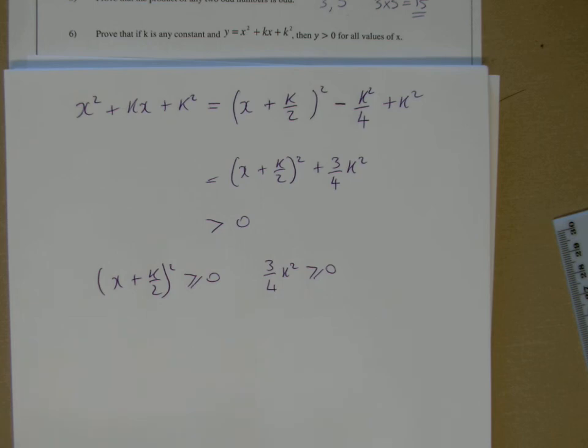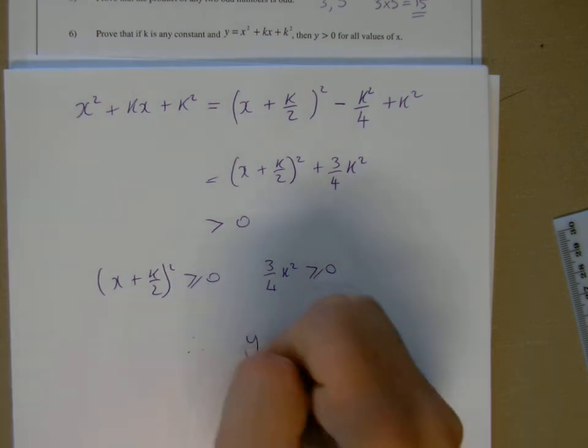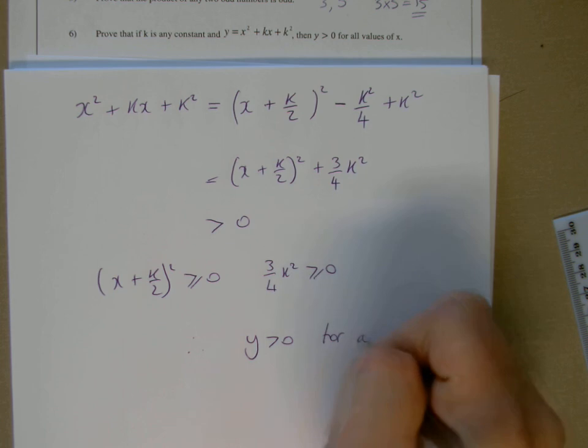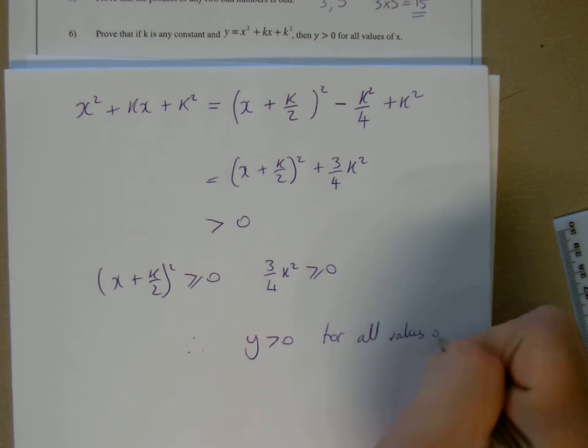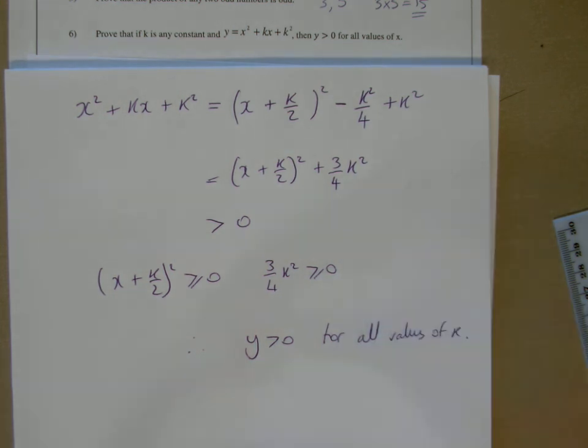Because k squared, when you square something, it's always positive. And because we're adding them together, it's going to be even more positive, if you like. So we can say, therefore, y is greater than 0 for all values of k.